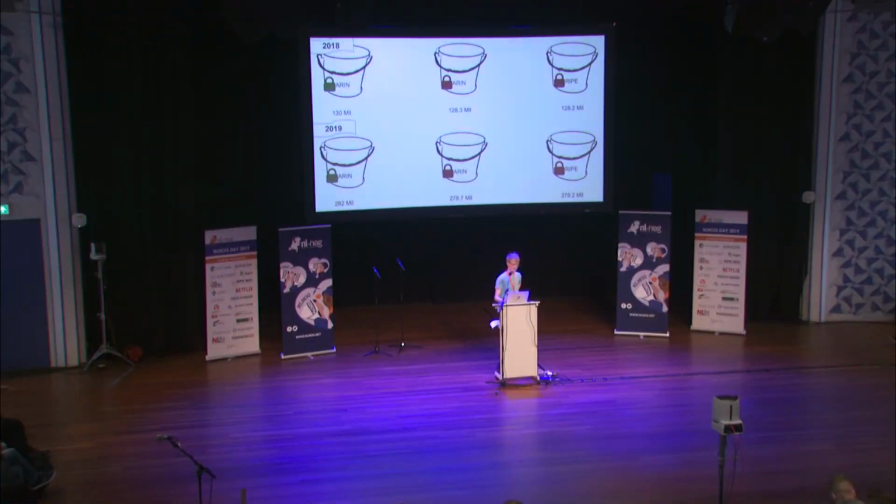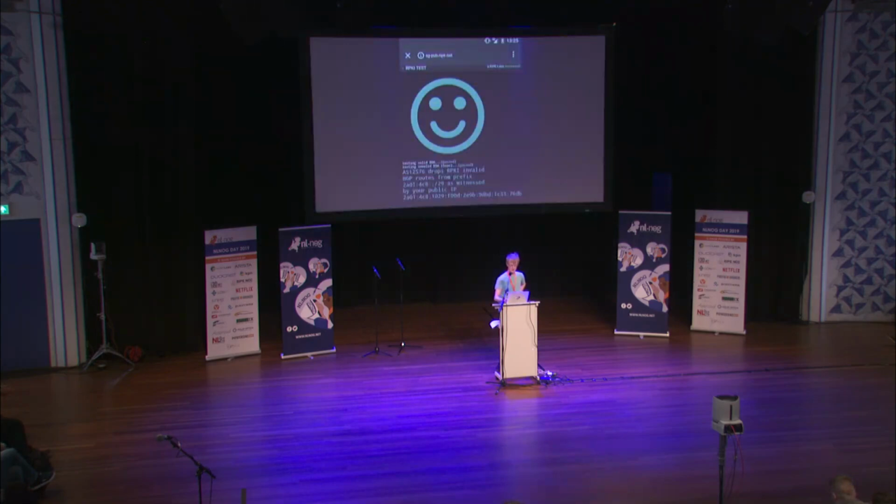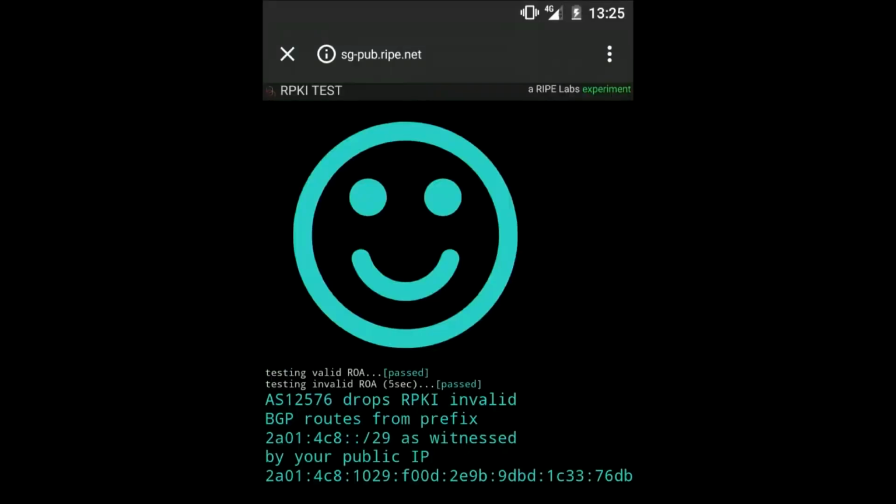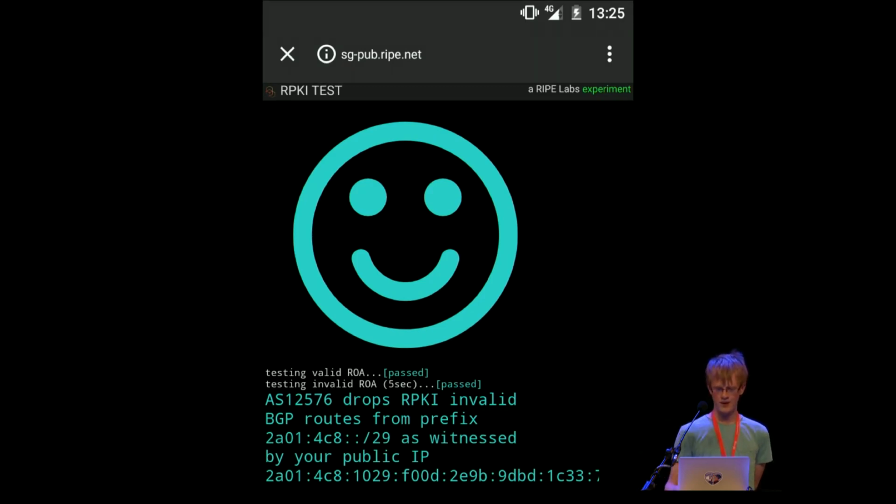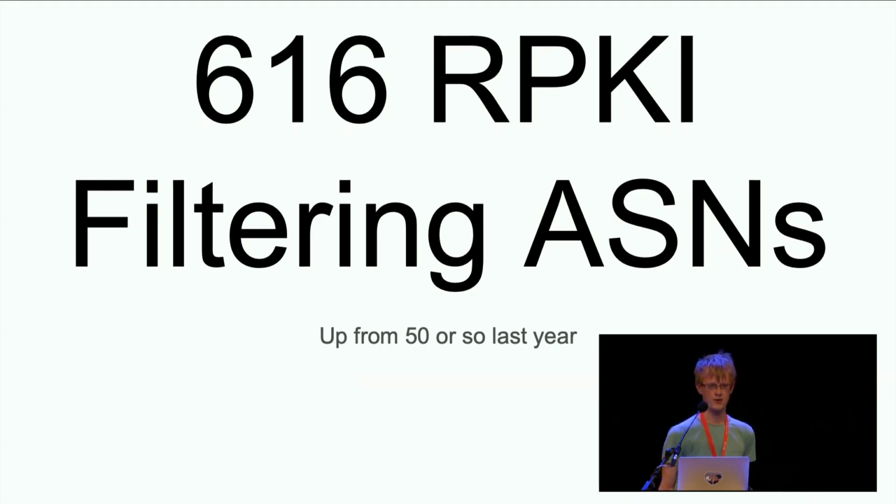Things that we can't test in this methodology, though, are things like CGNAT, which is becoming ever more popular. I noticed the other day on a train that my cell phone provider is now dropping RPKI invalids, one of the biggest cell phone carriers in the UK, which is surprising because I had heard nothing about it. I just think they silently did it, or maybe they're about to announce it. Who knows? So in total, we now have 616 RPKI filtering ASNs, which is a massive improvement from 50 last year.